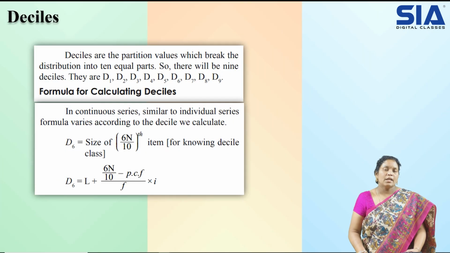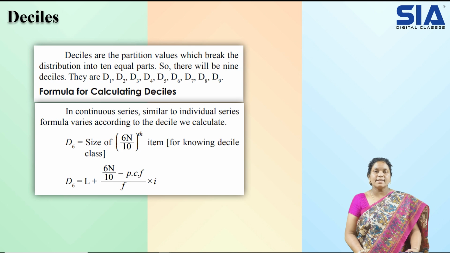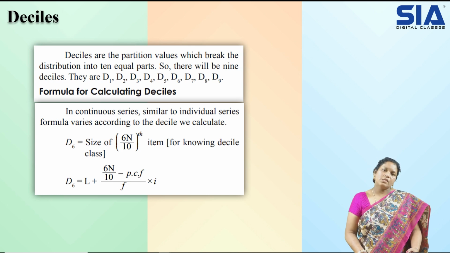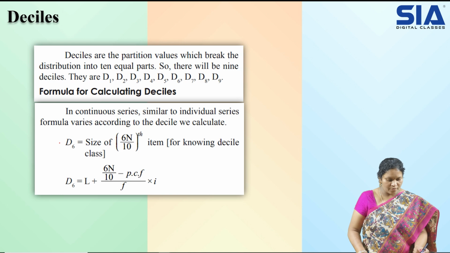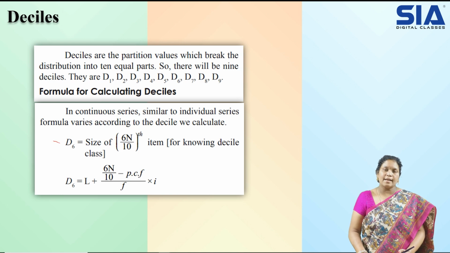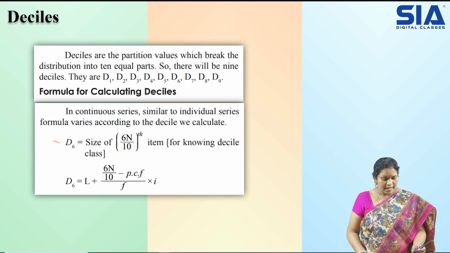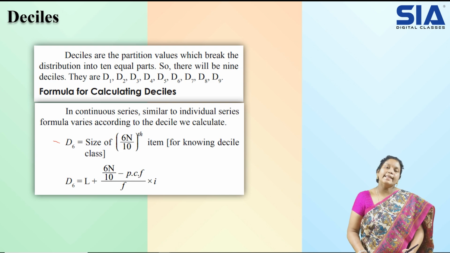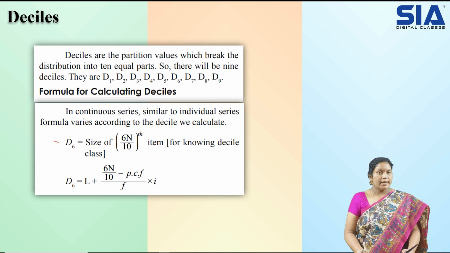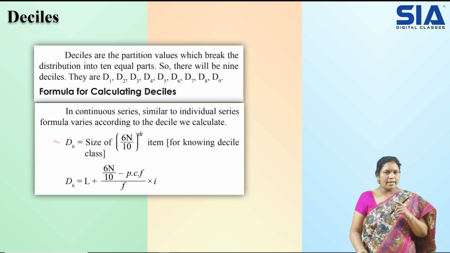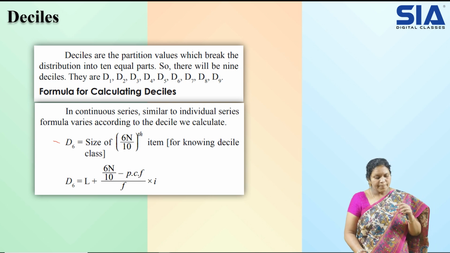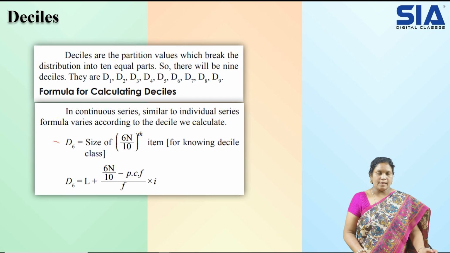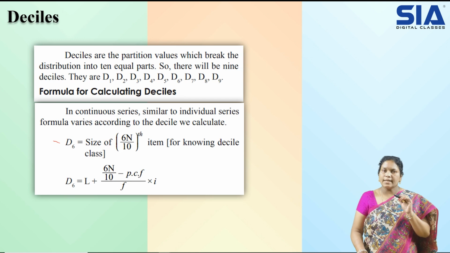For deciles, we know deciles are divided into 10 equal parts, right? Let us suppose we want the formula for D6. To obtain the D6 class, that is your decile class, for the 6th decile, the size of the 6n by 10th item will be considered. We have 10 parts, so divided by 10. We want the 6th decile, so 6 into n by 10 becomes your size for the decile class. After obtaining that, we get the decile class.